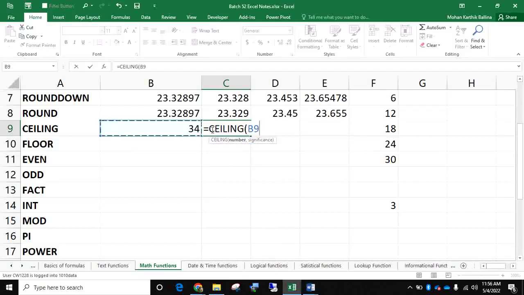So ceiling, this is my number. And where is it going to round up? So you should tell the significance. Significance in the sense of multiples. I have given 4, right? 4 means multiples of 4. Can you tell me multiples of 4? 4, 8, 12, 16, 20, 24, 28, 32, 36.